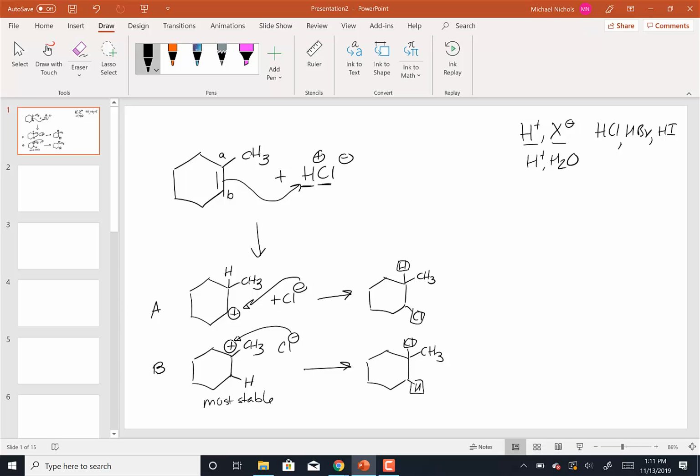And we'll have to know the rules of what would be the major product. And in this case, the major product comes from the more stable carbocation, which is the tertiary one.